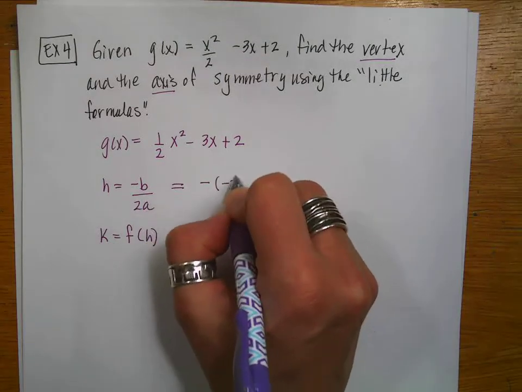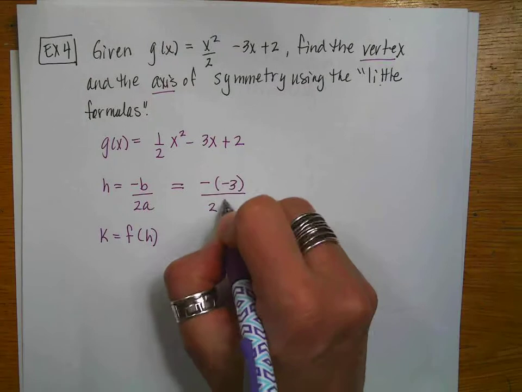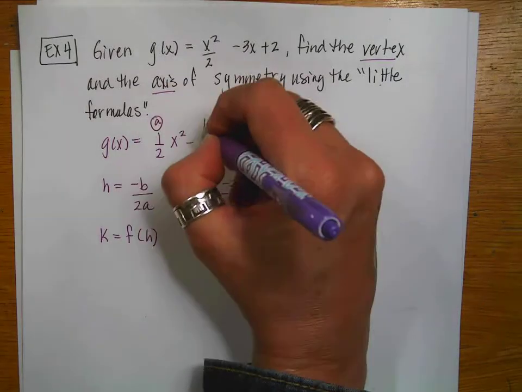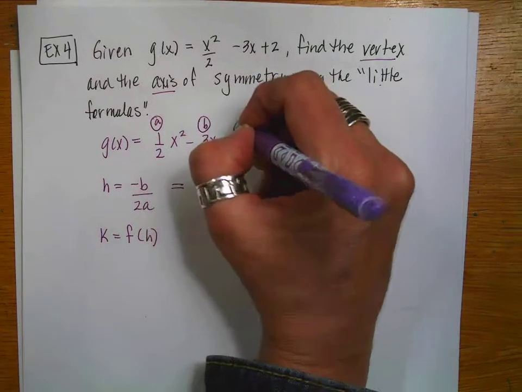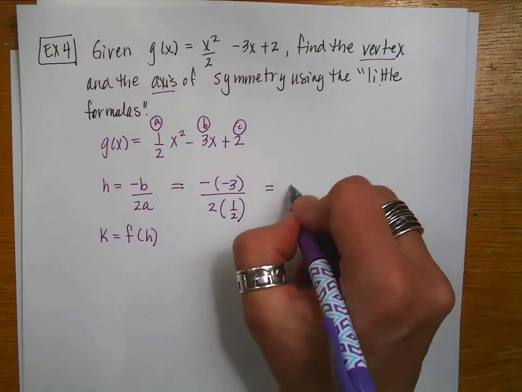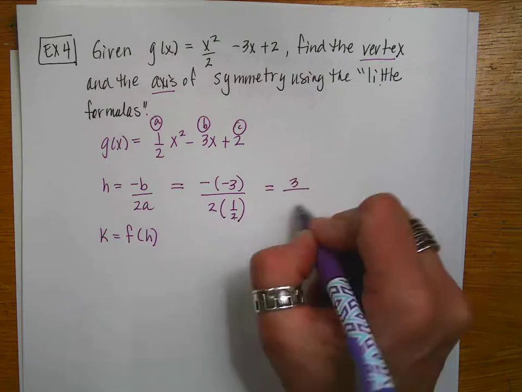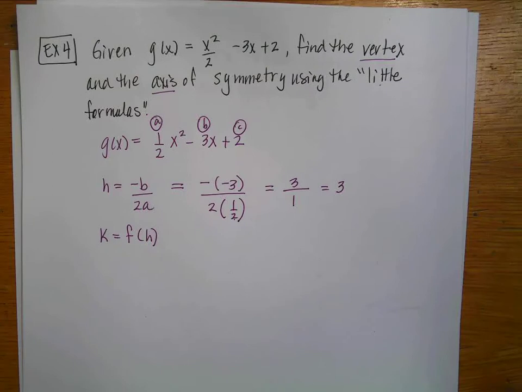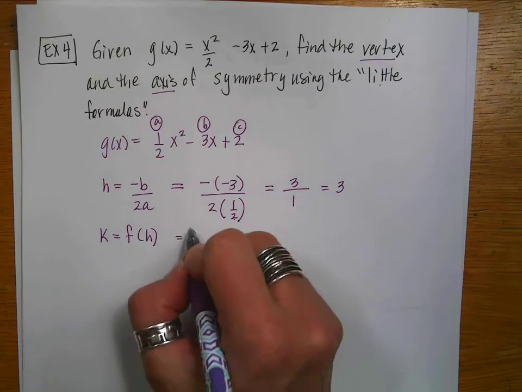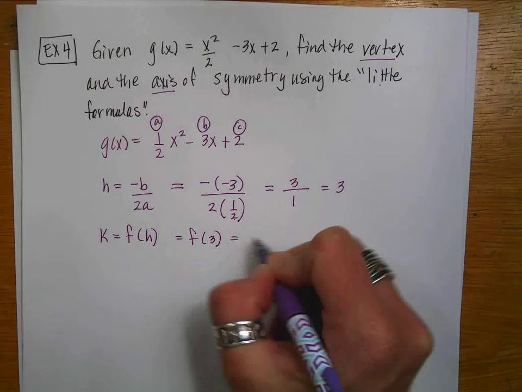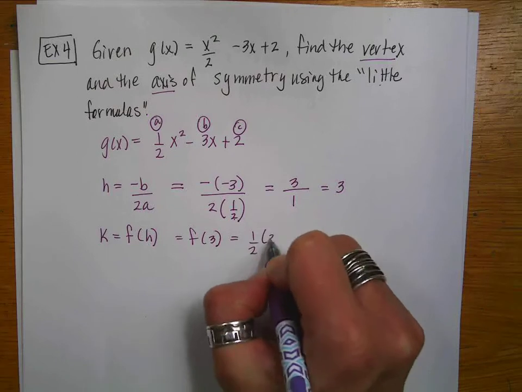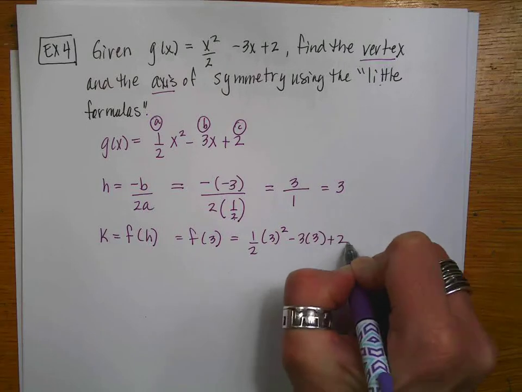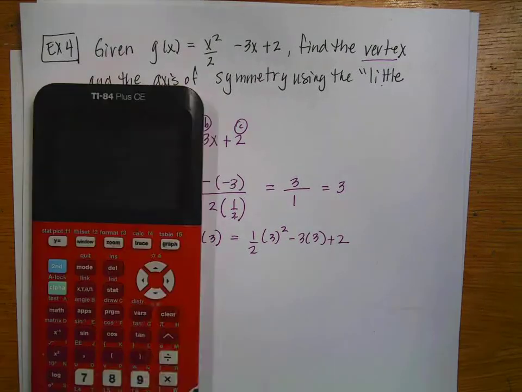So if I do my math, negative b, I'm going to have negative negative 3 over 2 times 1/2, because this is a, this is b, and this is c. And so if I do this math, I get a positive 3. 2 times 1/2 is 1, so I get that h is 3. And then I'm going to evaluate the function at 3. So it's going to be 1/2 times 3 squared minus 3 times 3 plus 2.